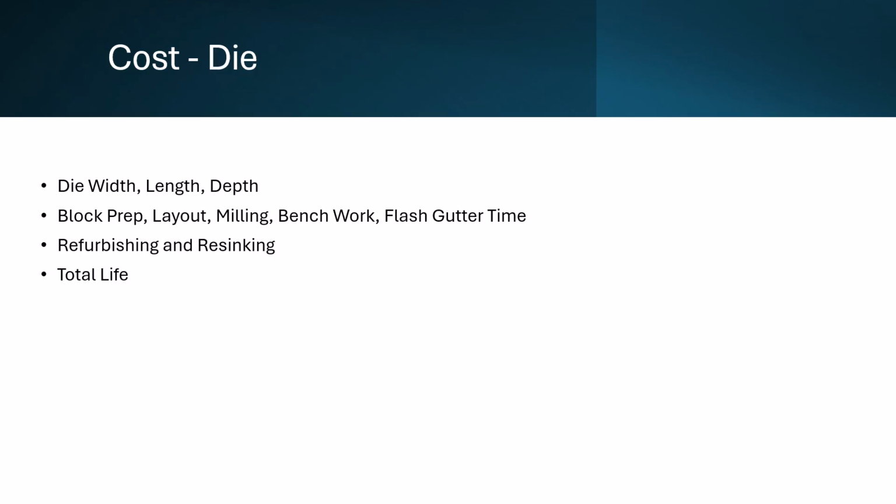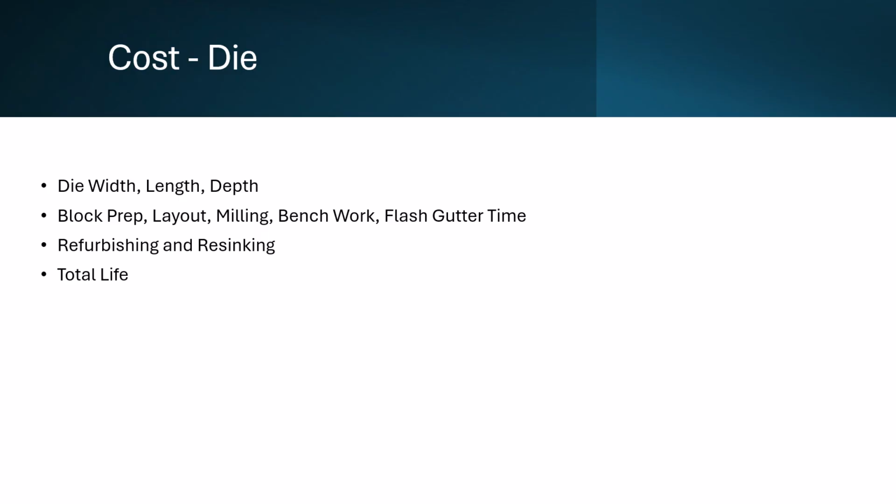The last portion of our cost estimate comes from the cost of the die. This is a very involved process, so for now we're just going to discuss the factors that go into this part of the estimation. The cost of the die breaks into two main pieces: the cost of the die material and the cost of the labor that goes into the machining of the die.